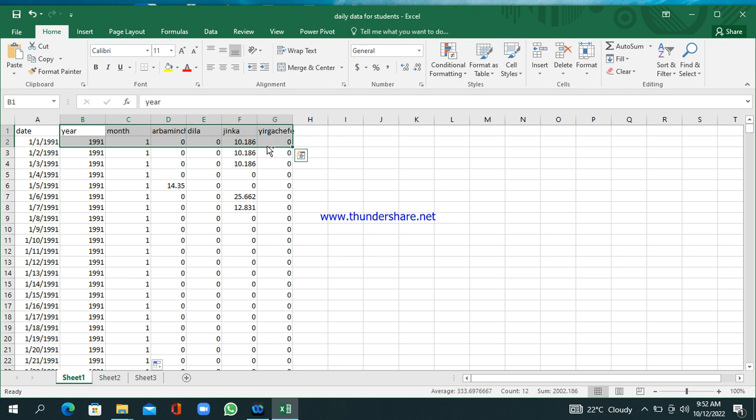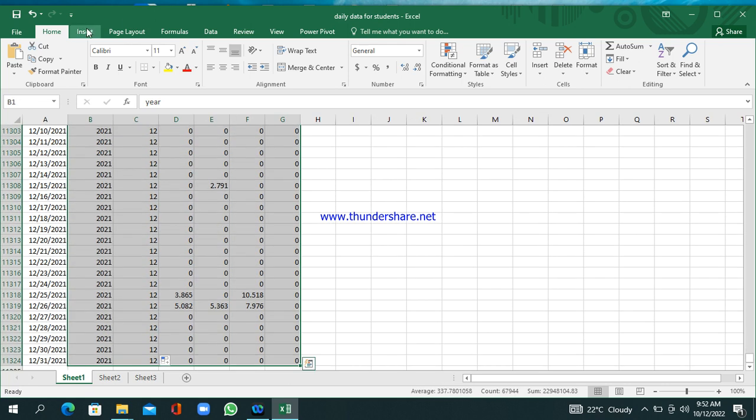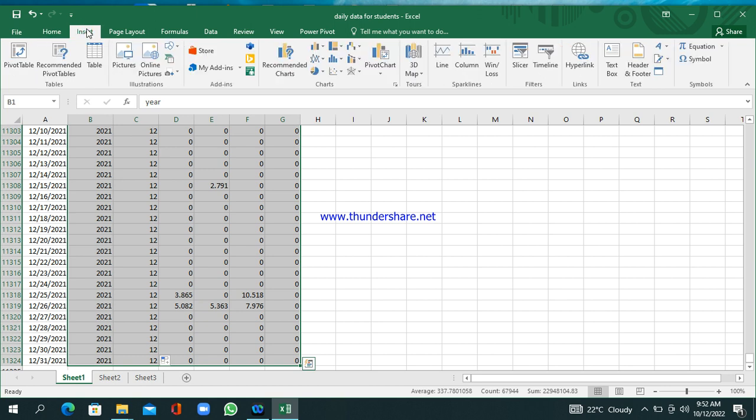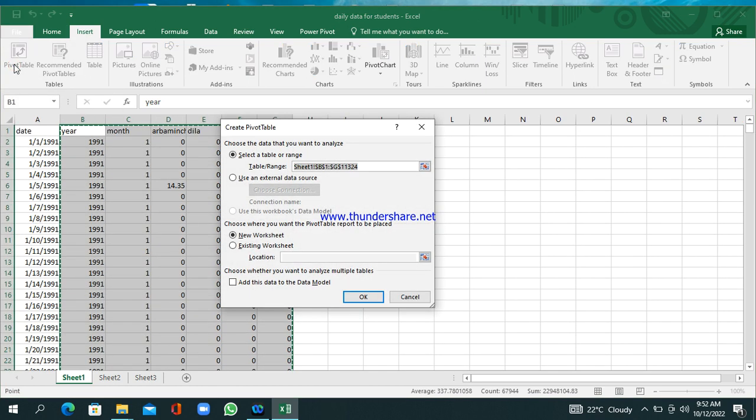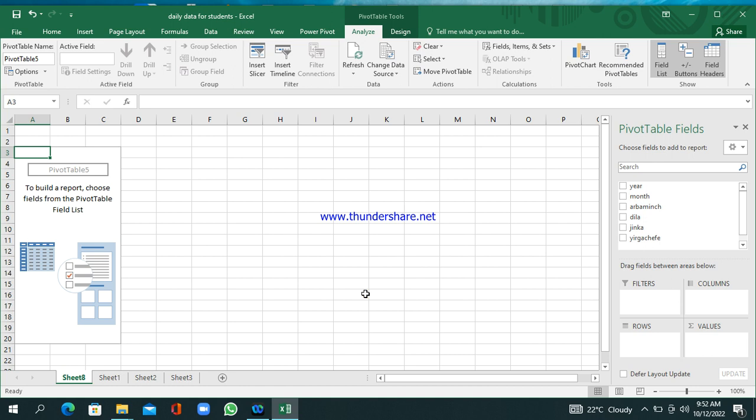Shift Control arrow. Then go to Insert, then pivot table, then OK. These are the pivot table.